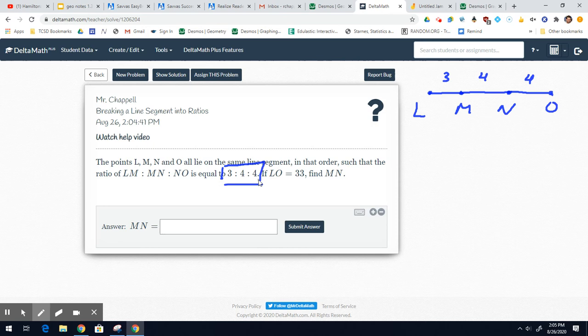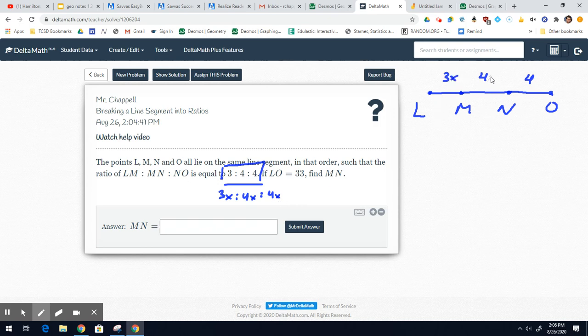Now, if we add those numbers up, I can do that in my head. 3 plus 4 is 7, plus 4 is 11. That's not going to work. So what I can do is keep this ratio the same by multiplying each number by the same number. I can multiply by 2, I can multiply by 3, or if I don't know the number, I can multiply by x. 3x to 4x to 4x.